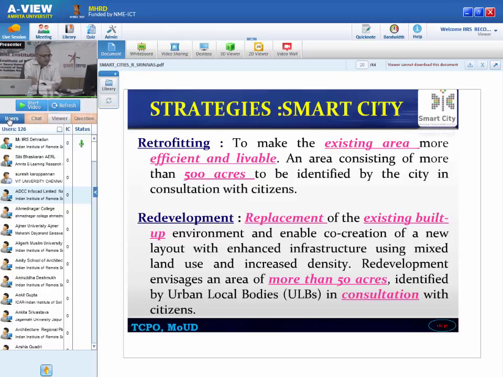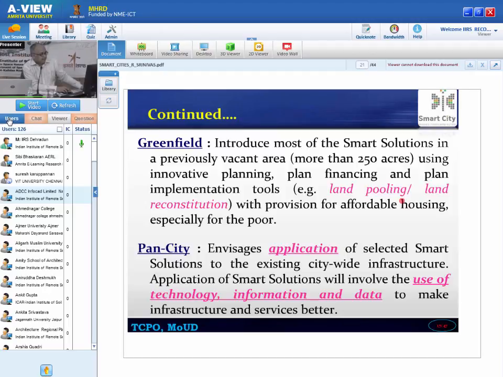Redevelopment envisages an area of more than 50 acres, identified by the urban local bodies in consultation with citizens. All the proposals have to be done in consultation with the citizens. In fact, when the smart city proposals were submitted to the ministry, a lot of stakeholder consultations were undertaken. Citizen participation is an essential component of the smart city. And greenfield, the two I have already mentioned, retrofit and redevelopment.